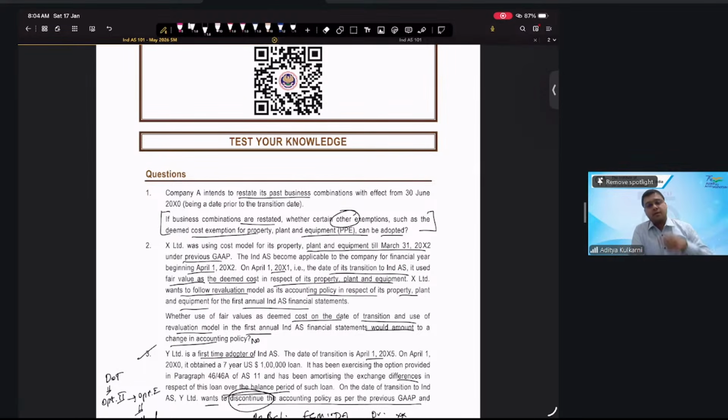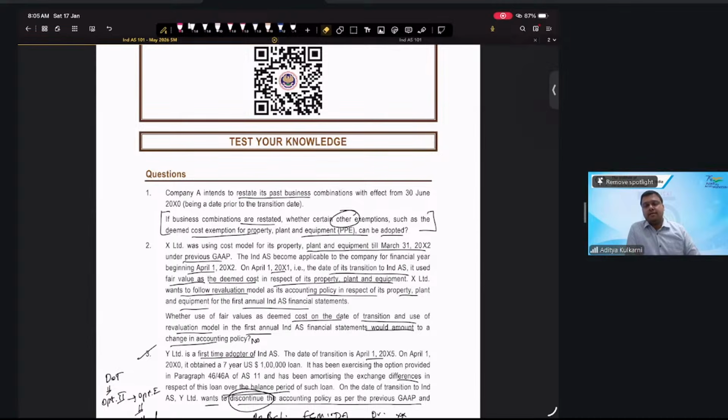I don't think so. It cannot do that because the restatement option which you are doing is pursuant to business combinations. Yes. And that is a strategic item. So you cannot say, I will avail deemed cost. So therefore, I will take those values of assets for the purposes of restatement. आप ऐसा कतई नहीं कर सकते.